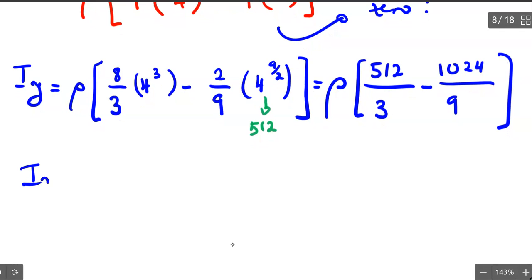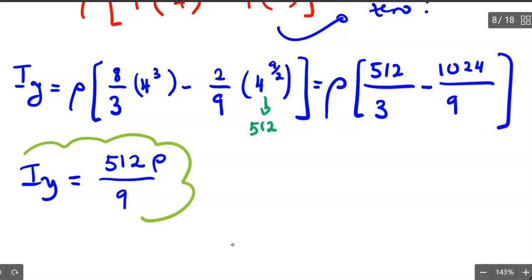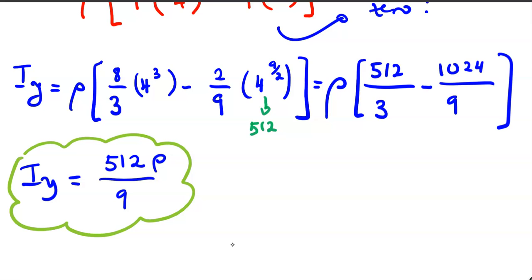Alright, so perform this step. I should have Iy equal to 512 over 9 times rho. So we will circle this and put it in the cloud for now. So this is done, we are finding Iy. Our next step is to find the mass.